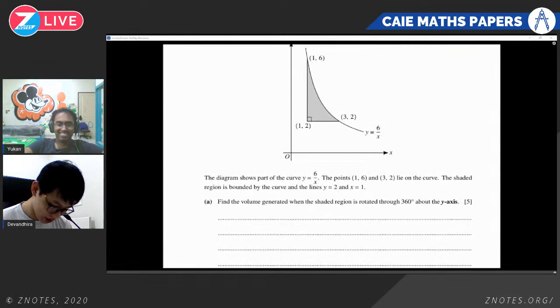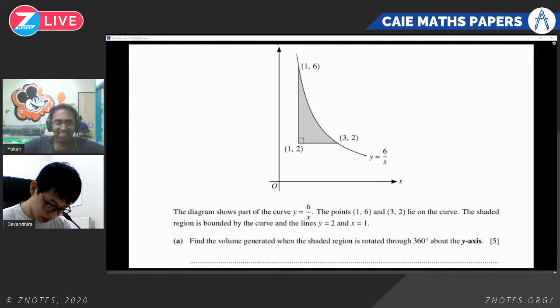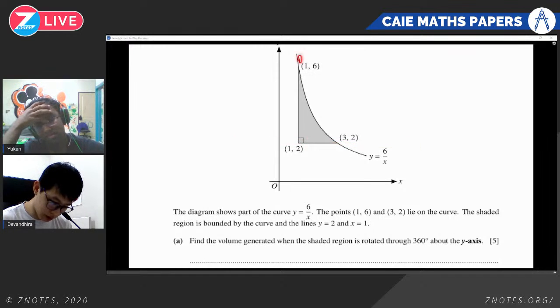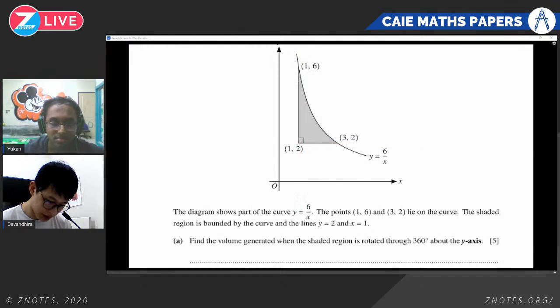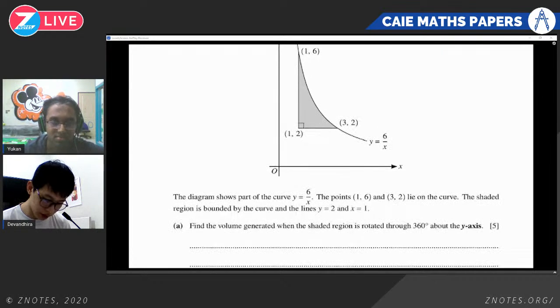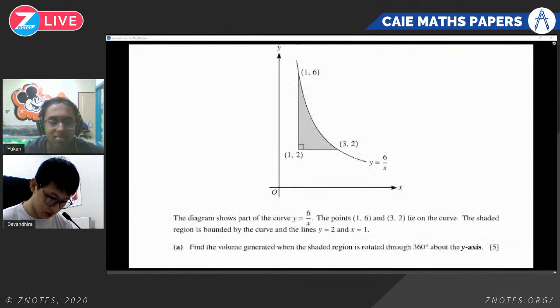Next question. The diagram shows a part of the curve y is equal to 6 over x. The points (1, 6) and (3, 2) lie on the curve. The shaded region is bounded by the curve and the lines y is equal to 2, like this, and x is equal to 1. Find the volume generated when the shaded region is rotated through 360 degrees about the y-axis. So the y-axis means that you rotate this way, right? Like that. Okay.